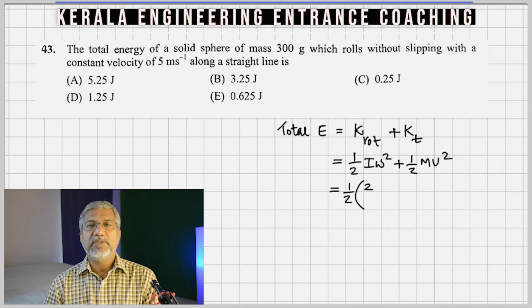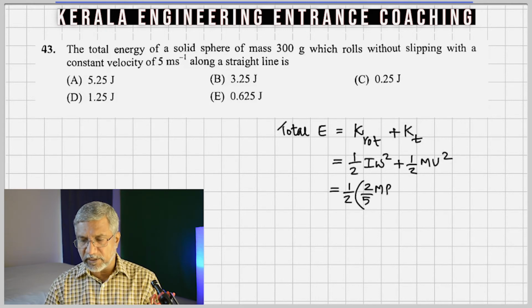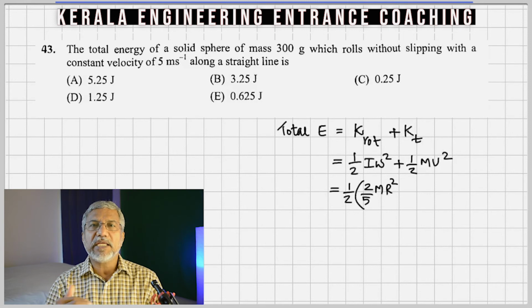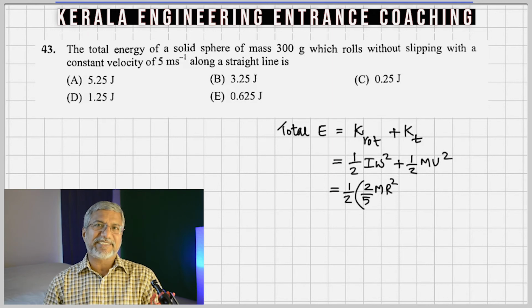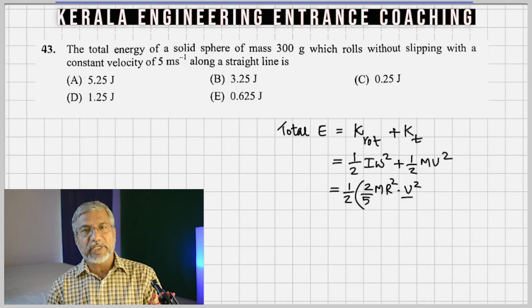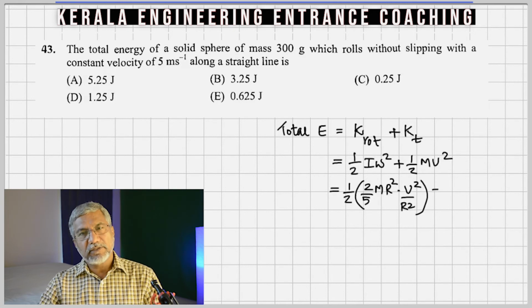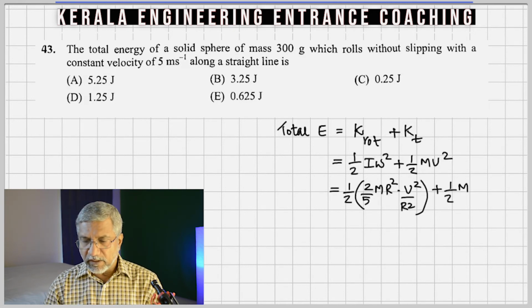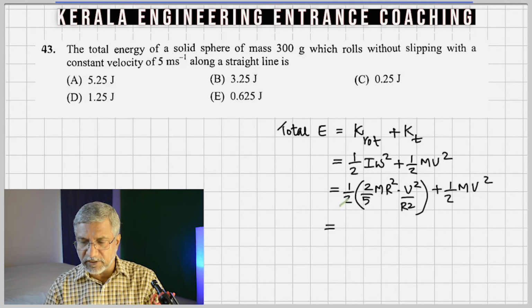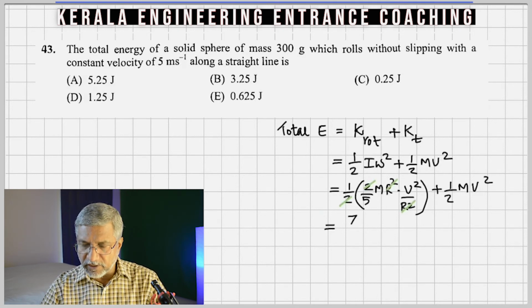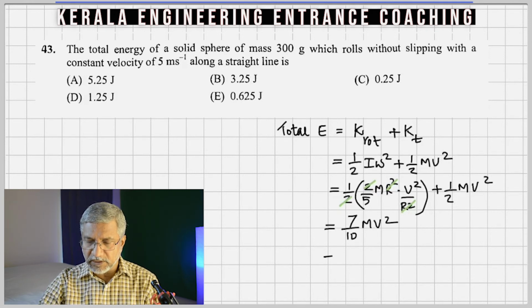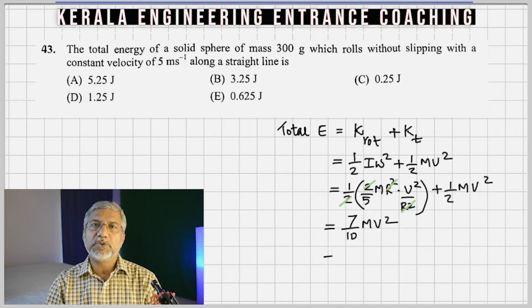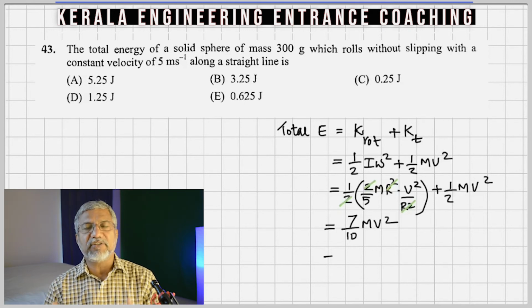So half times 2 by 5 mr squared. And what is omega? Omega is v by r. Angular velocity is linear velocity by radius. So now, because you're squaring it, it's v squared by r squared. Plus the other term you write as it is. And then in this term, you can cancel out so many terms. What can you cancel? The 2's gone, the r squareds are gone. So that gives 7 by 10 mv squared, because here you have 1 by 5 and then you have 1 by 2. So 1 by 5 plus 1 by 2 is 7 by 10.